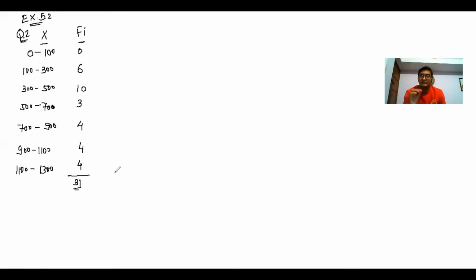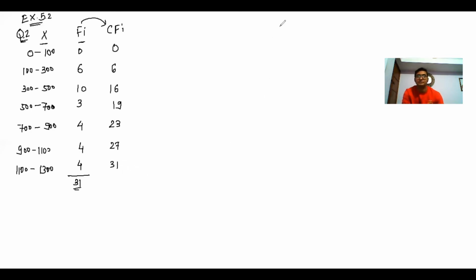So observe this very carefully. When they provide the sum either for less than or more than, first of all prepare the classes and change the frequency. Now they ask to find the coefficient by using Bowley's method. So we have to find Q1, M and Q3. There is only a single column to prepare, the cumulative frequency, CF, based on Fi: 0, 6, then 6 plus 10, 16, plus 3, 19, plus 4, 23, plus 4, 27, plus 4, 31. That's it.